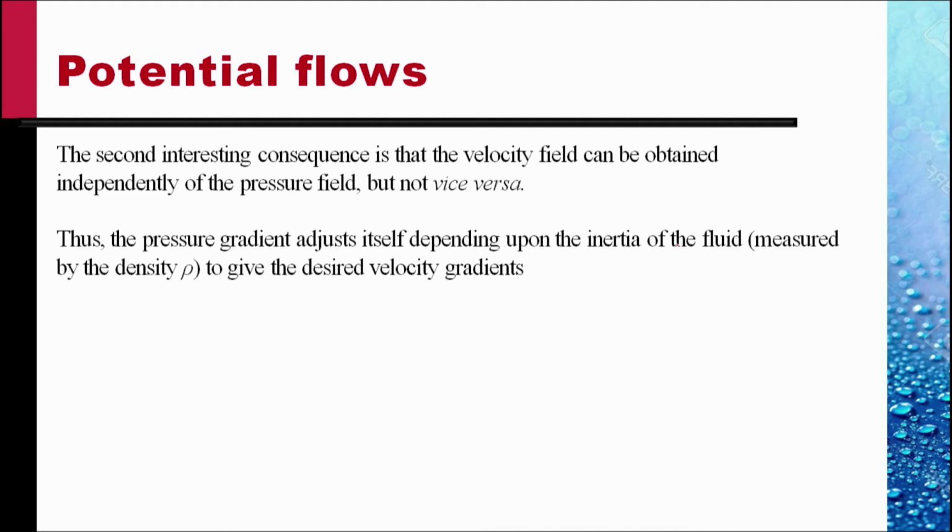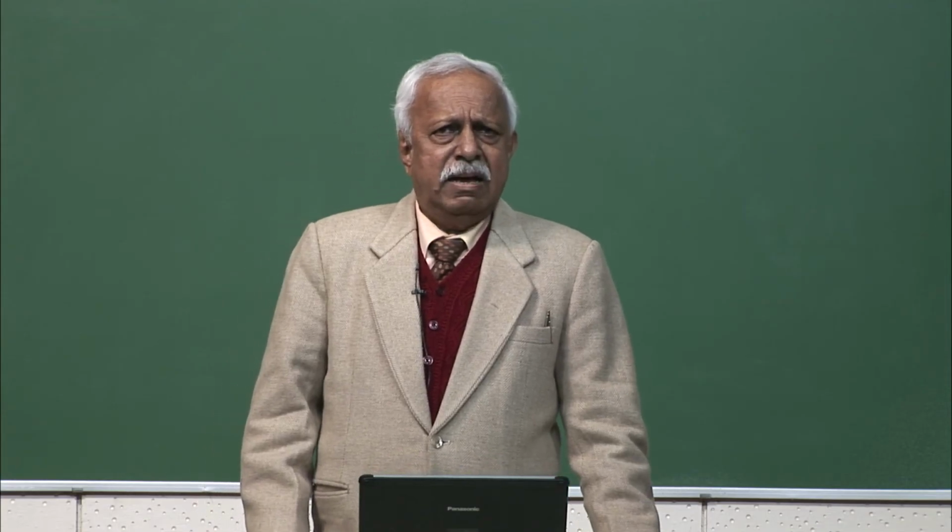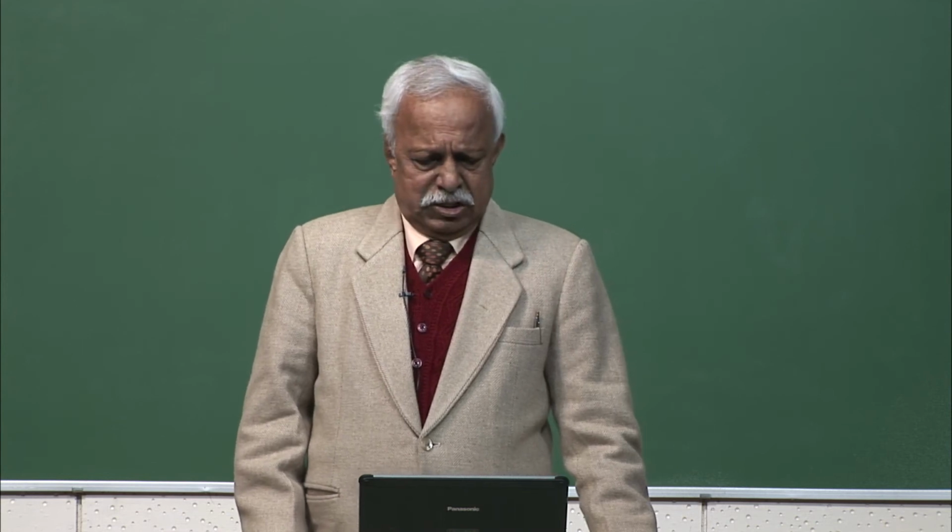The Laplace equation for potential flow is purely a kinematic equation, while the Euler equation is a dynamic equation. Thus, the pressure gradient adjusts itself depending upon the inertia of the fluid measured by the density rho to give the desired velocity gradients.